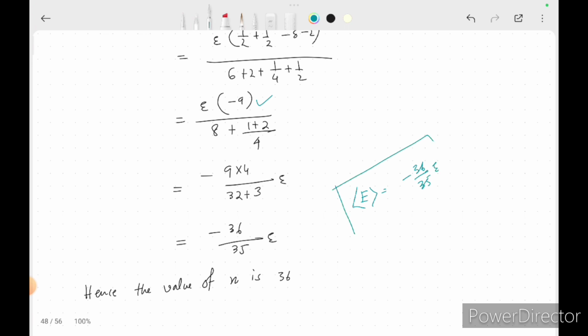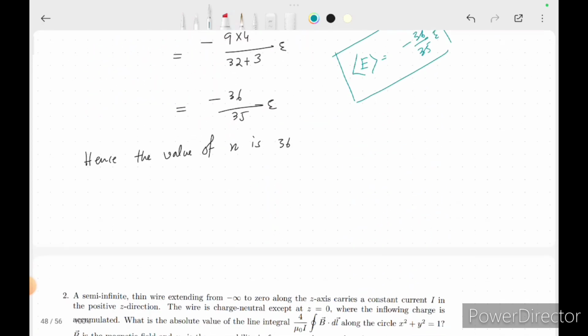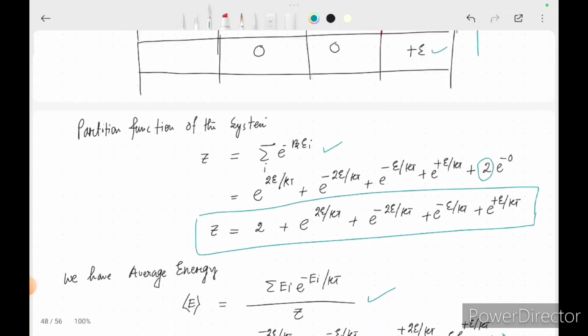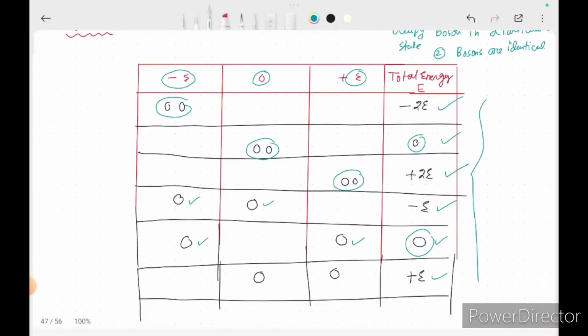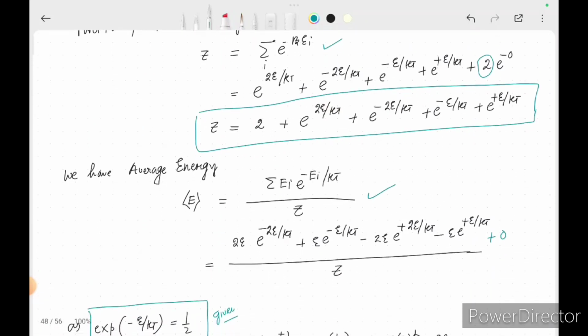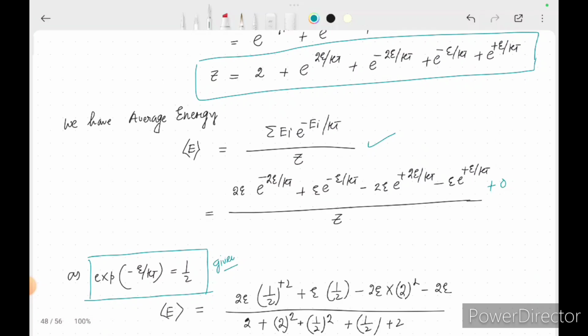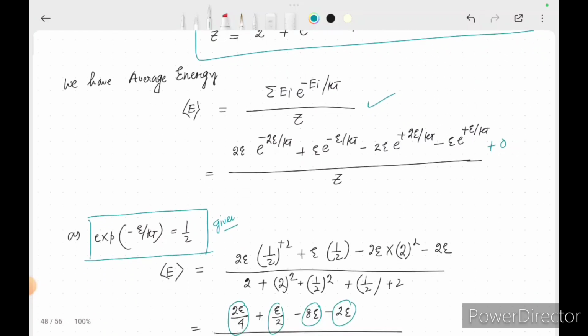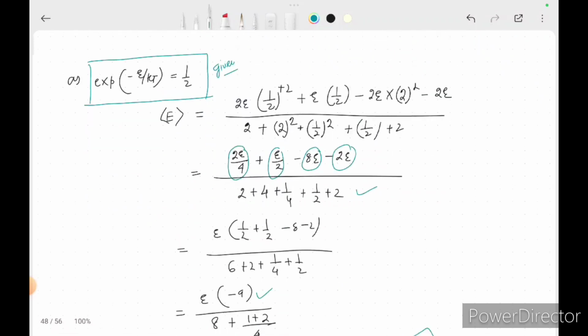Okay, this is the average energy for this system. After comparing this, we get the value of n is 36. The value of n equals 36. So this is a very easy question, just to calculate. For this type of question, first of all we need to distribute the particles in each and every energy state, and we calculate the total energy, and with respect to this total energy we calculate the partition function also, and then we calculate the average energy. That is the formula. We use these formulas and the mathematical values and we get this result.